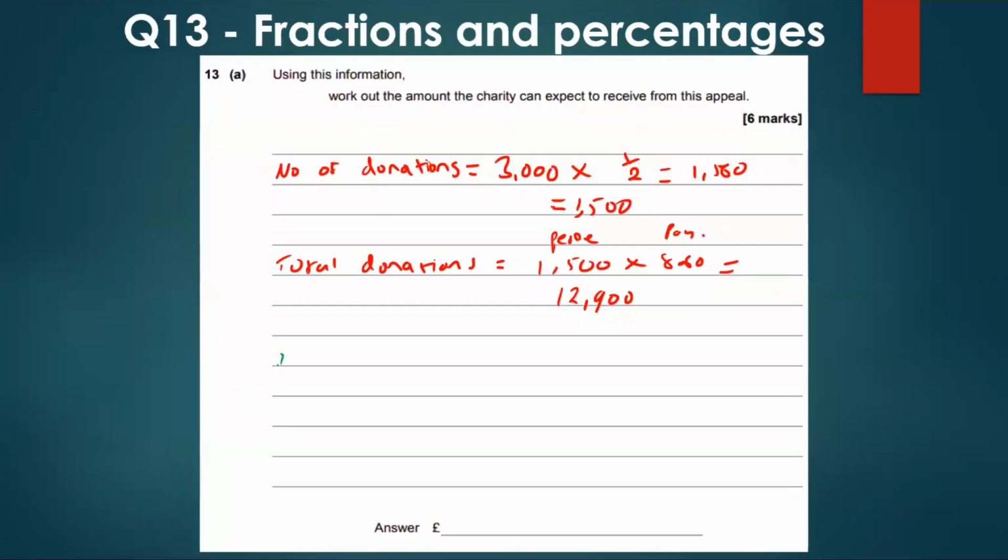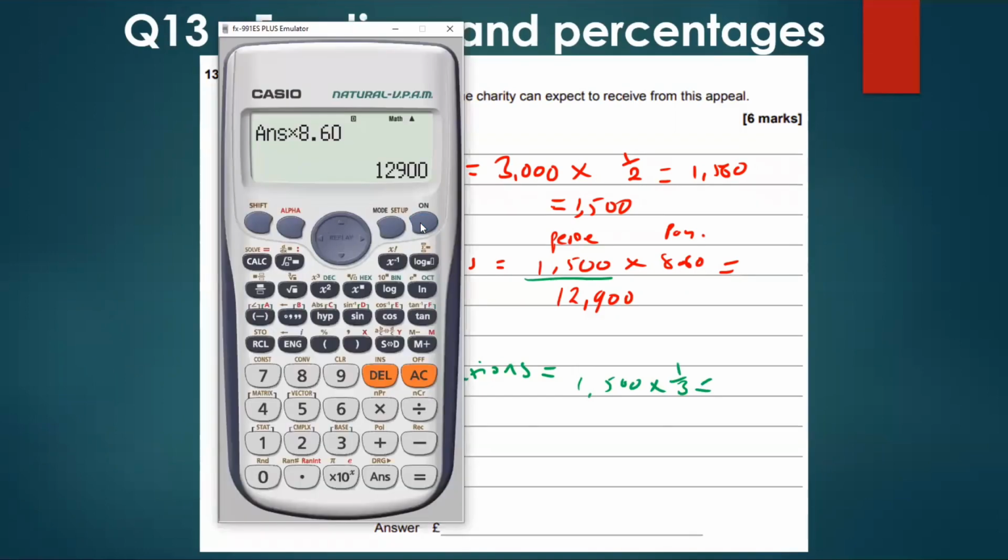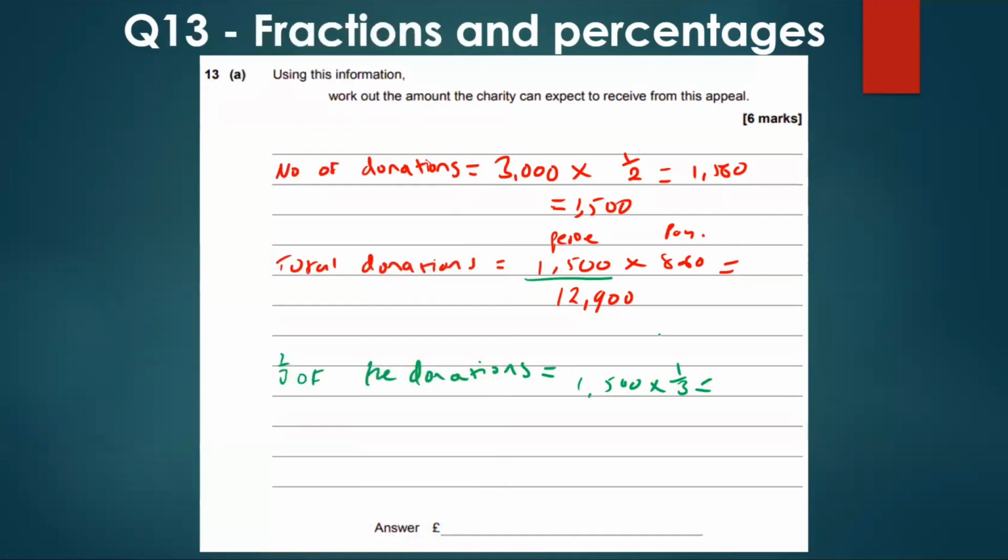So 1/3 of the people that made a donation is not 1/3 of 3,000. It's 1/3 of 1,500, because they're the people that made a donation. So 1,500 times by 1/3. Again, you can do it in a calculator. Or I could just divide that by 3 and then times it by 1. It's 500. So 500 people actually filled in a tax form.